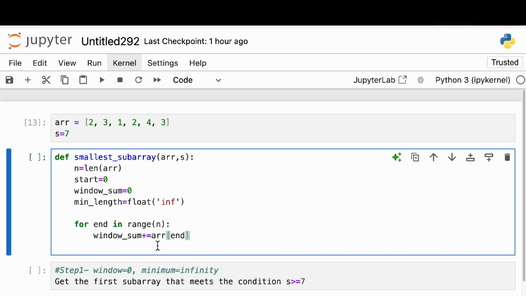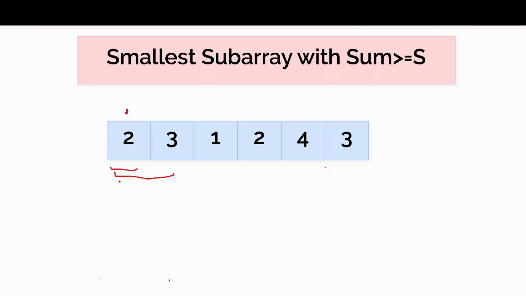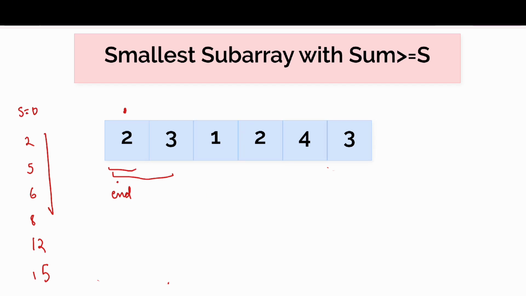So what does this line mean here? This line means that initially I have set my sum to be 0, right? So my start point is here and my initial sum is, let's say, 0. Now I'm varying my end point. First of all, end will start from here, right? So my initial sum will become equal to 2. Then it will move till here. So sum will become equal to 5, then 6, then 8, then 8 plus 4, 12, then 15, right? It will move this way. So what I'm doing is adding to the sum as I'm increasing the window size. So right now, this is the scenario.